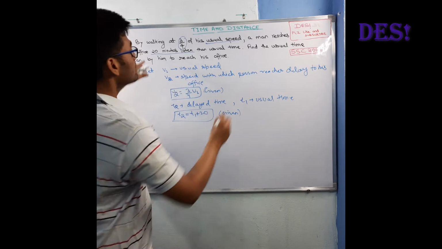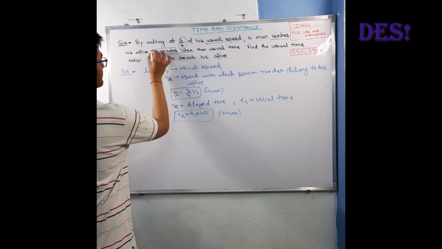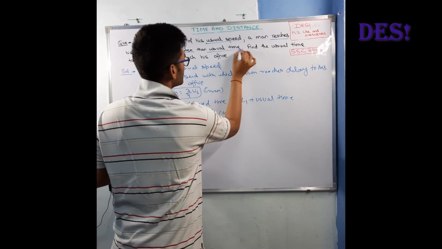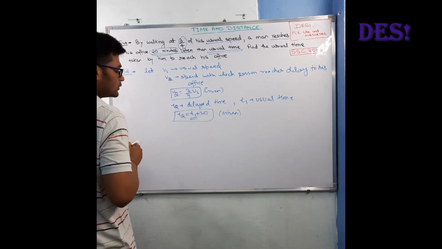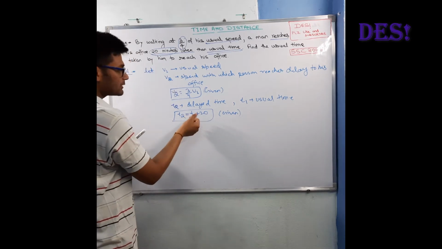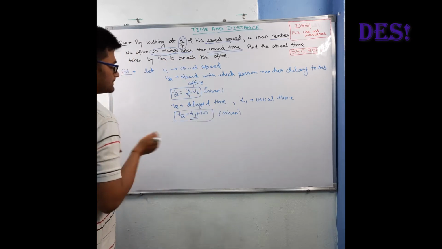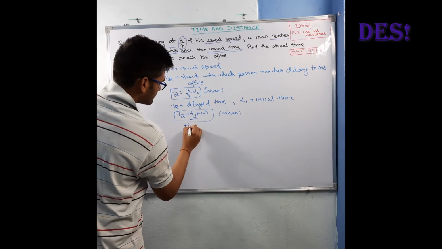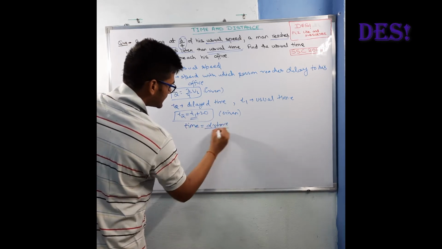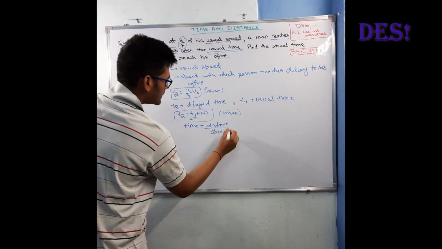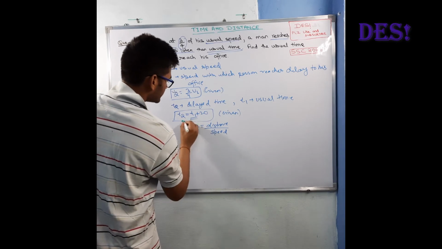The man reaches his office 20 minutes later than usual time. And what is usual time? T1. So how much time does he take to go? He takes T1 plus 20, 20 minutes later. Now you know what time is. Time is distance upon speed. You know this, time is distance upon speed.